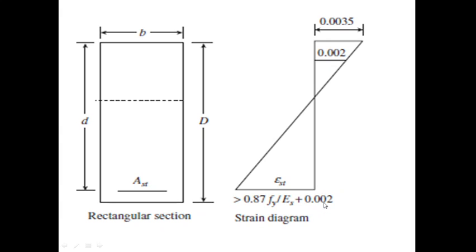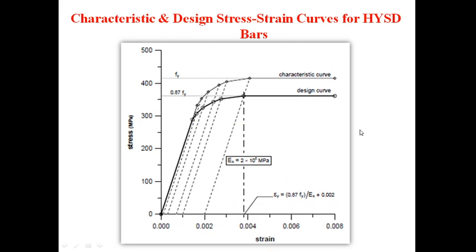Why should it appear? Because the derived definition from strength of materials is that strain is stress by Young's modulus, then as per IS code 0.87 will come, but why does 0.002 have to appear? So let us see a bit of that before we go to the next point. Here these are the characteristic and design stress strain curves for HYSD bars. What IS code says is, of course, there is an idealized curve, it is not the lab curve.